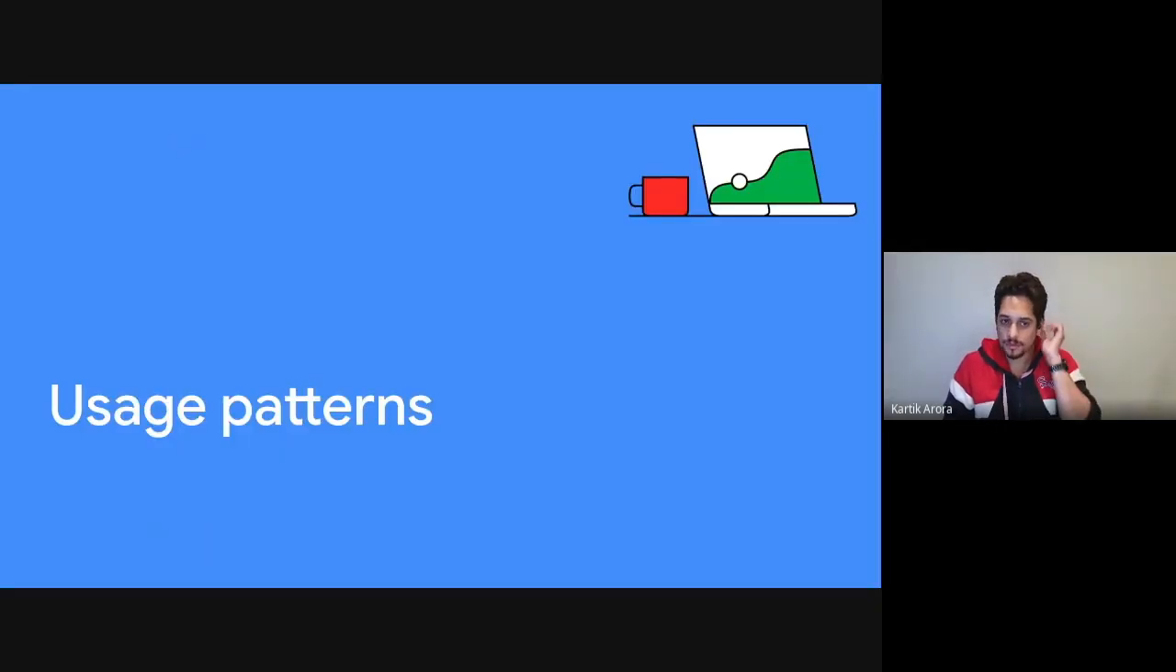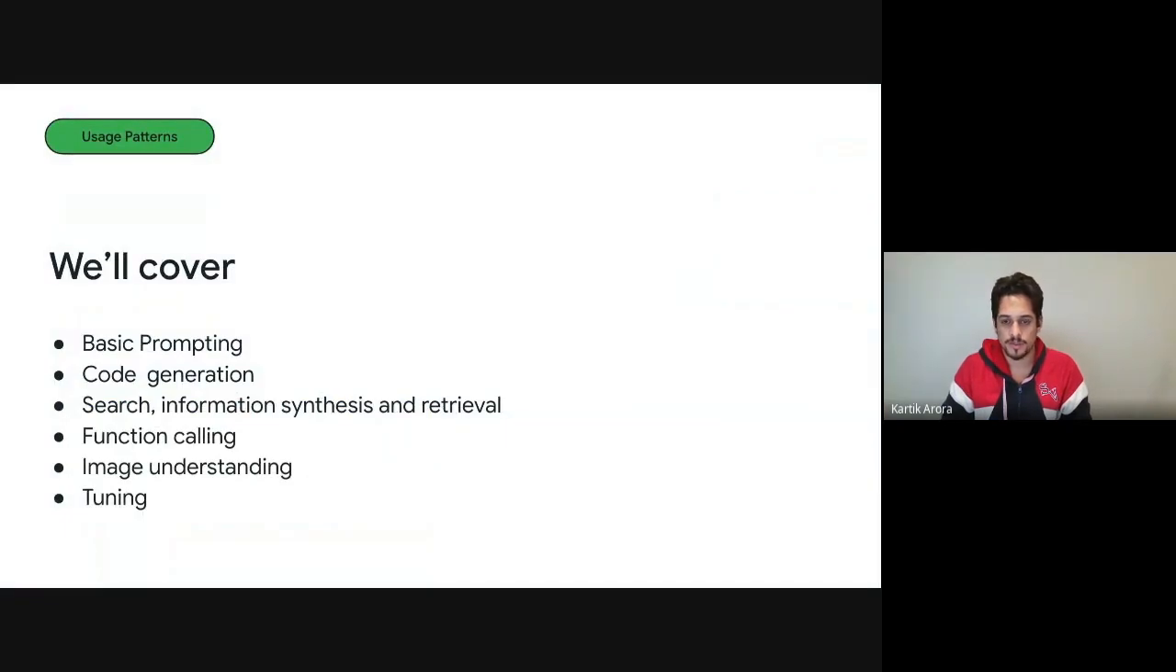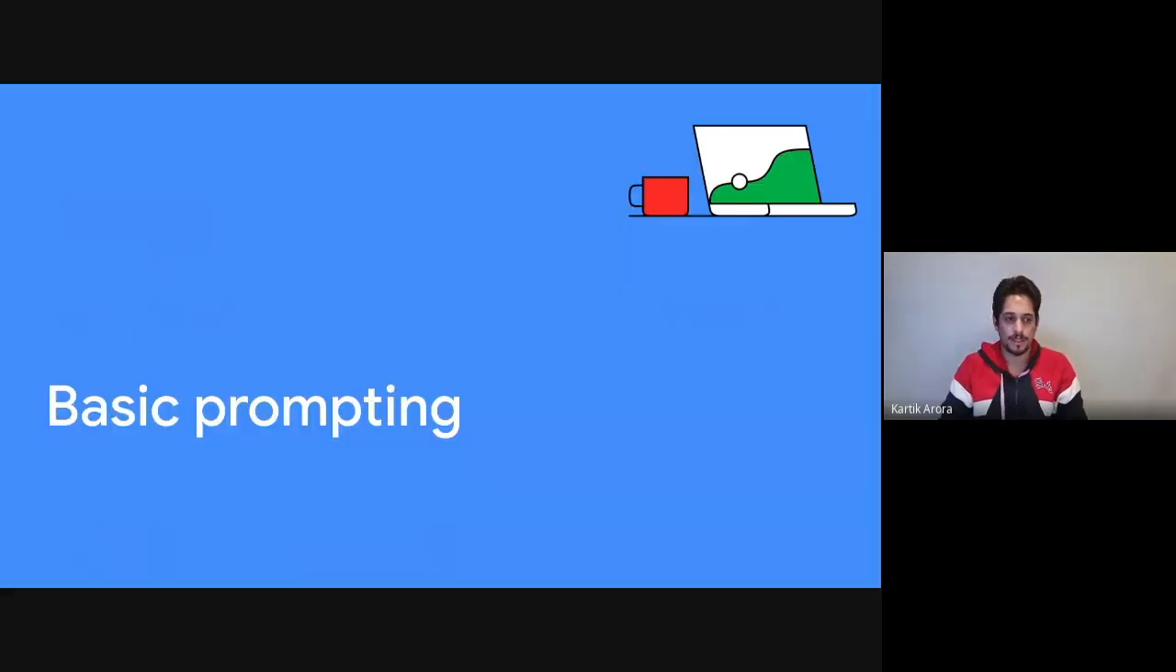I'm going to cover a few subtopics and usage patterns of using Gemini Studio or Gemini APIs in general. Some basic prompting, code generation, search information synthesis and retrieval, function calling, image understanding, and fine tuning of the model itself. Let's start with simple text prompting.